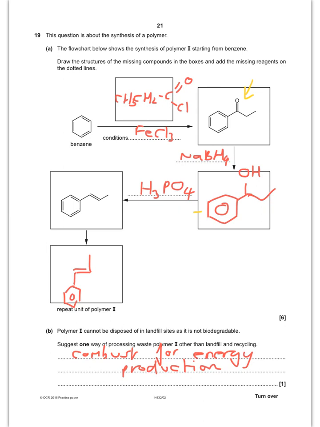So let's do that, and I need to get rid of that double bond like so. Let's start it again. There, so it's going to carry on like so, and that would be a repeat unit of the polymer. Remember, basically all you're doing is getting rid of that double bond there and then just going like so. Okay, so this polymer cannot be disposed of in landfill sites. It's not biodegradable. One way that we can process it is we can combust it for energy production.